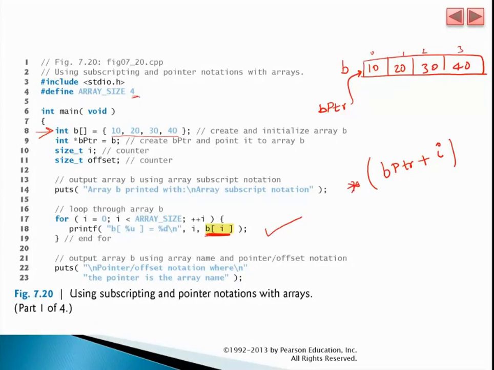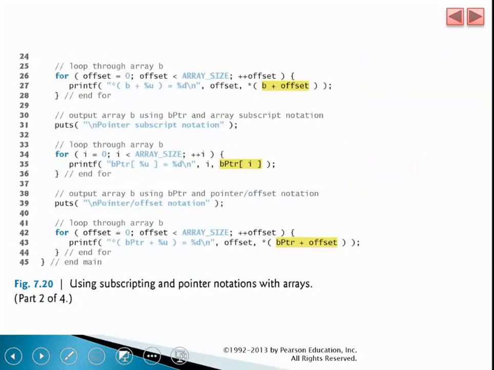Right? This is a pointer offset notation because I will start from 0. First this will happen, then 1 is added, so it will give you the next element, then 2 is added, so it will give you the next element, and so on. Here, instead of I, we are using offset. So in this way, we have printed. This is called pointer offset notation.